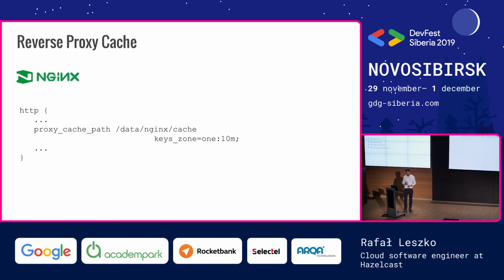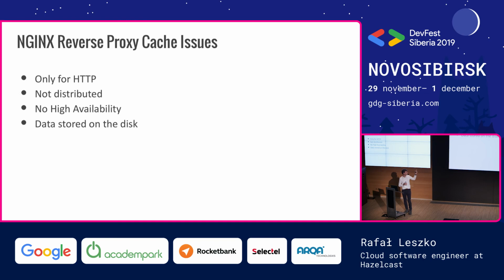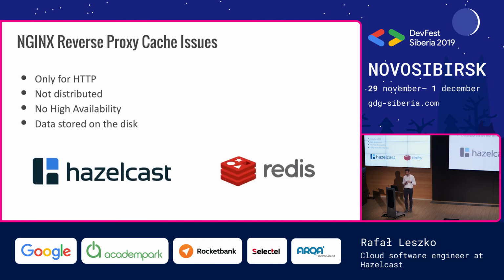And Nginx has some other problems. It's related only to HTTP level, which is probably not a big deal in the current world. But it's not distributed and it's not highly available, which is definitely a big problem. And the data, as I said, may be stored on the disk. You can use Nginx with some plugins, which are not mature. For Hazelcast it doesn't exist yet, but for Redis it exists, but it's not very mature, so probably not a good thing for a production environment.